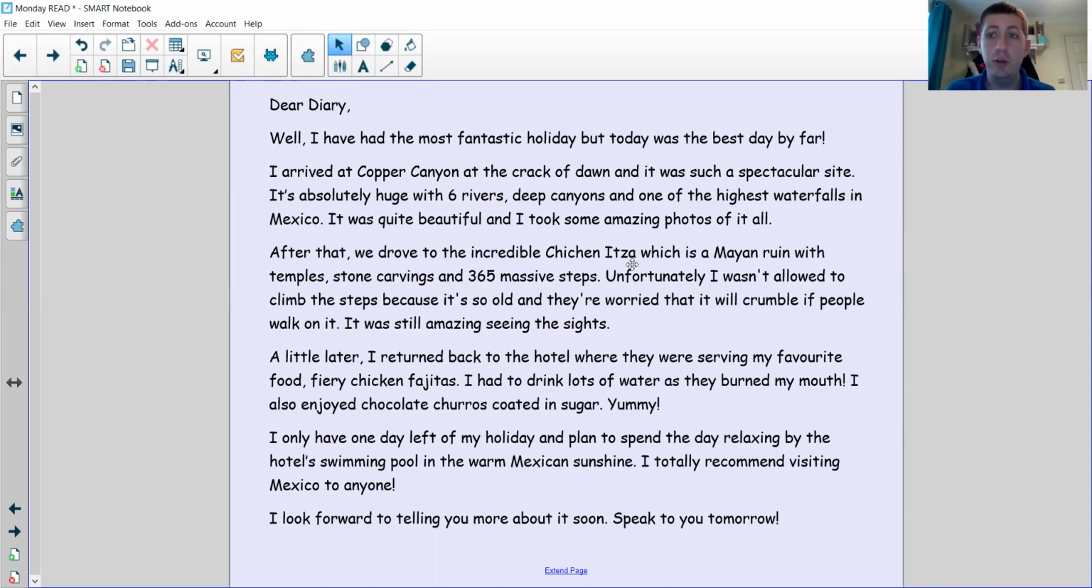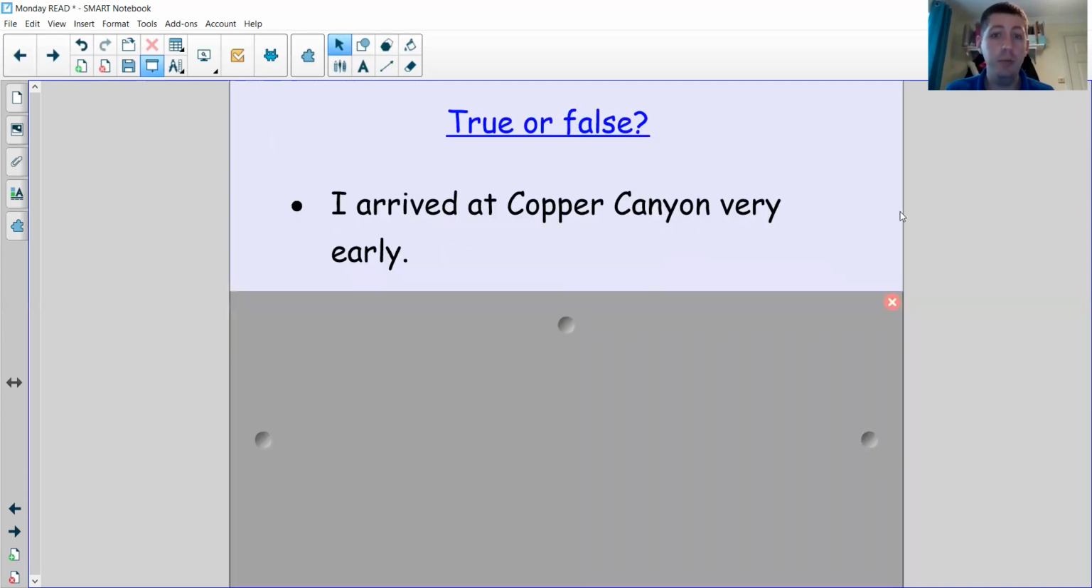So I was looking for the words Copper Canyon, which is here, and it says, I arrived at Copper Canyon at the crack of dawn. And the crack of dawn means when the day is just beginning. So is it true? Yes, it is. I arrived there very early at the crack of dawn.